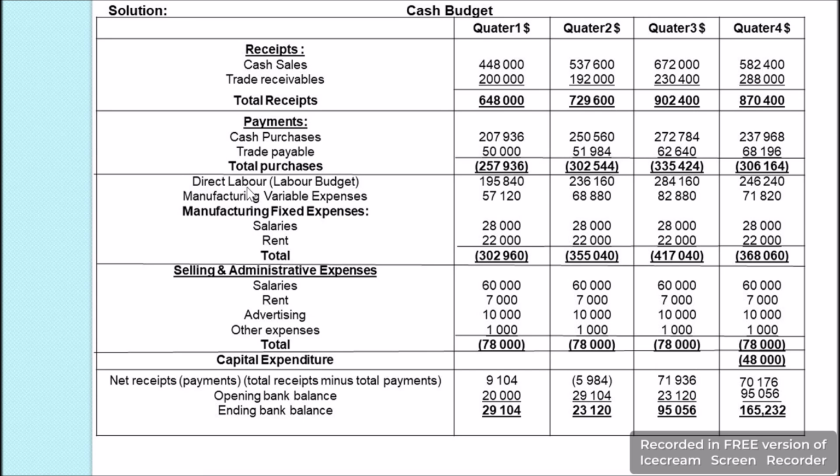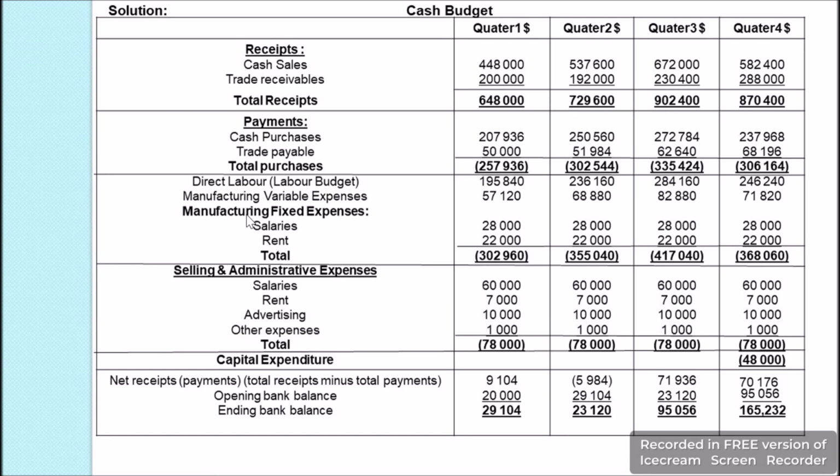Next, we have other manufacturing expenses. We start with the direct labor, and this was calculated in the labor budget. For the first quarter, it is $195,840. For the second quarter, it is $236,160. For the third quarter, it is $284,160. And for the fourth quarter, it is $246,240. Then we have the manufacturing variable expenses, which we have calculated in the working notes for the cash budget. For the first quarter, it is $57,120. For the second quarter, it is $68,880. For the third quarter, it is $82,880. And for the fourth quarter, it is $71,820.